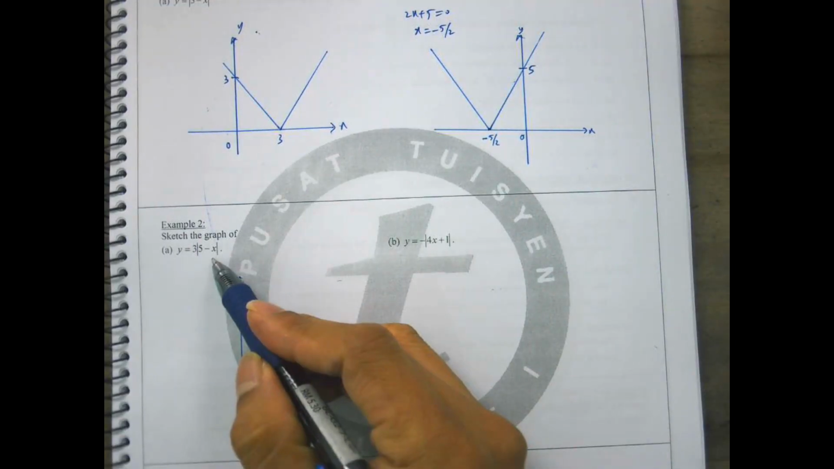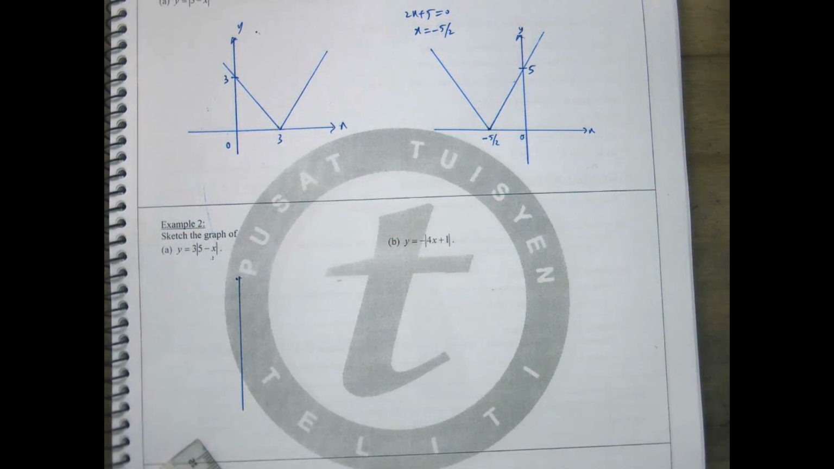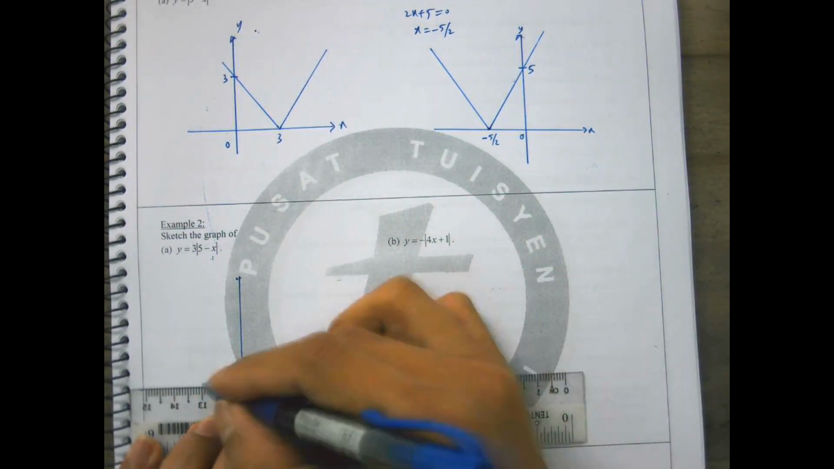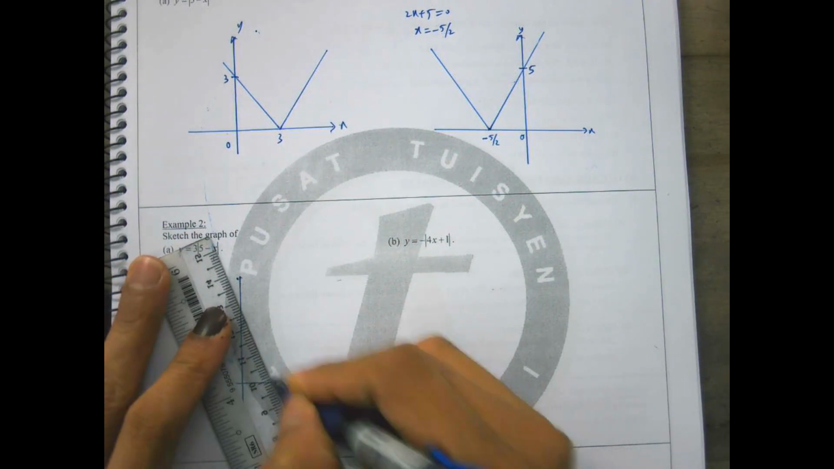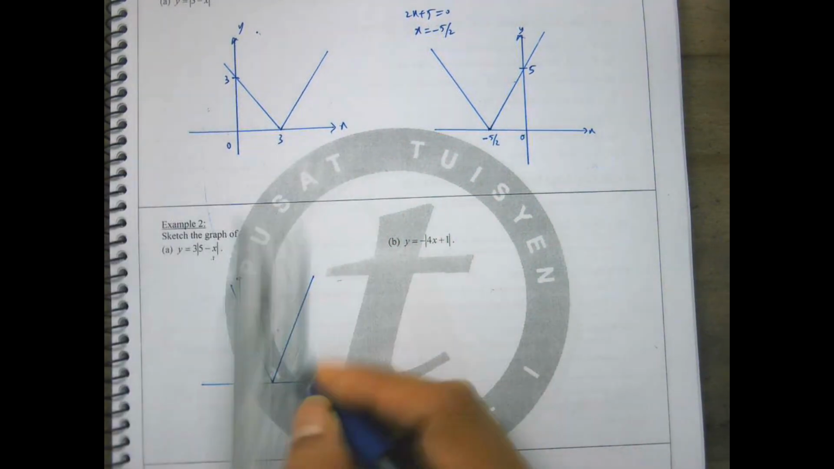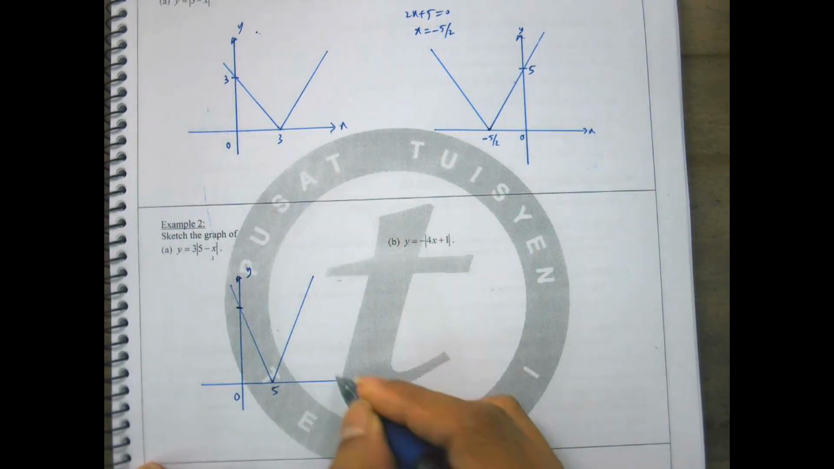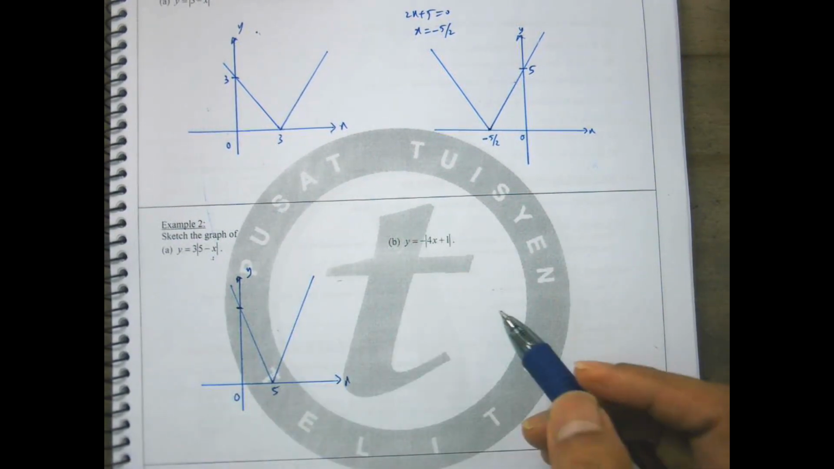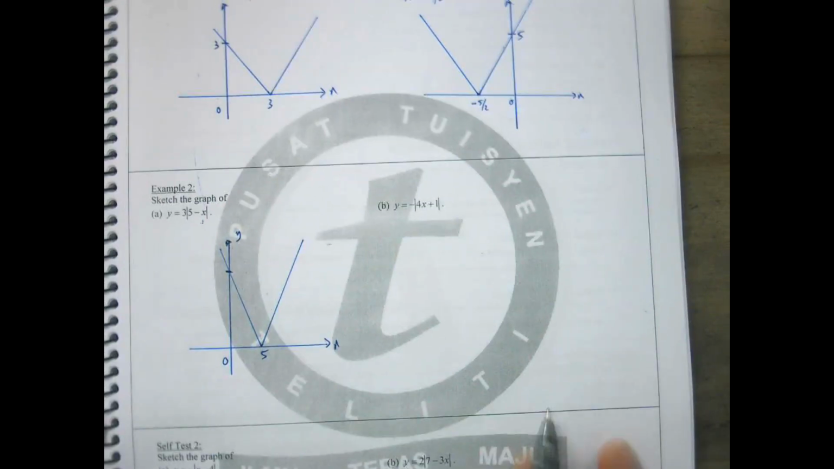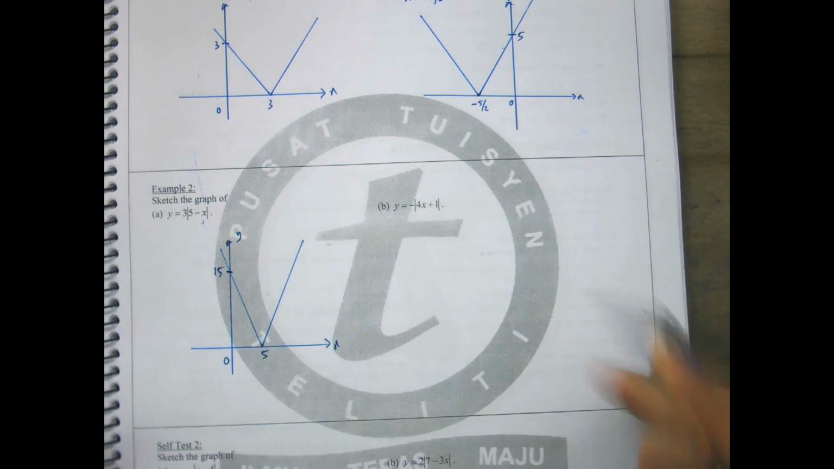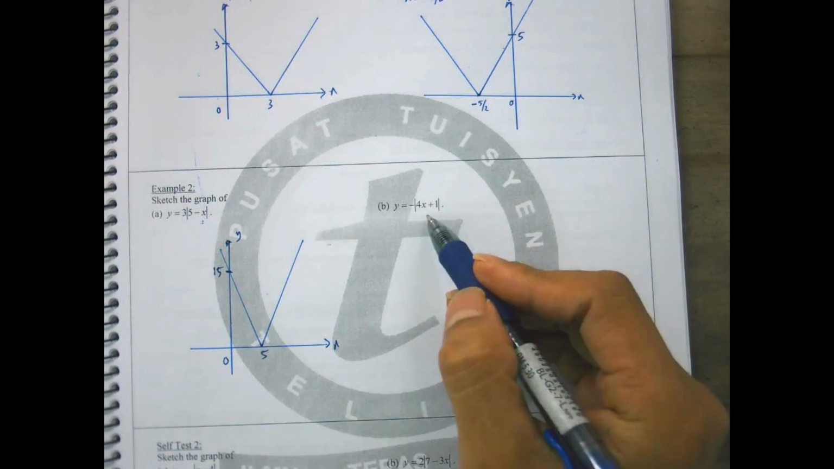And we shift to the right by 5, and then our modulus becomes a V shape. 3 means it's a sharp graph like this, right? So we know this is 5. Then you find the y-intercept. Okay. So in this case, how to find a y-intercept? We sub x with what? At y-axis, x is 0. 5 minus 0 is 5. 5 times 3 is 15. Okay, the second one.